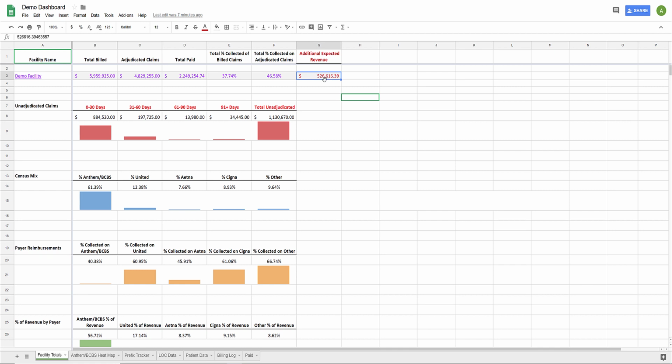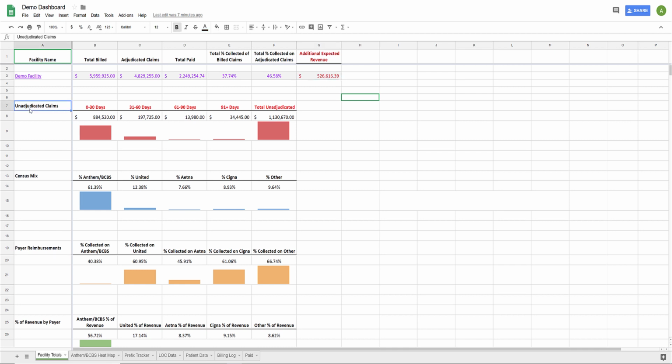It's not a very scientific method, but some of our clients asked for it. It's not going to be incredibly accurate. It's just if all things stay exactly the same and you collect on unadjudicated claims the same percentage that you did on adjudicated claims, your outstanding collectibles or additional expected revenue is that number.